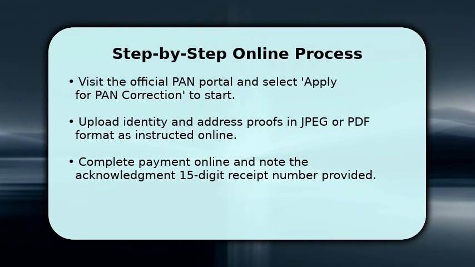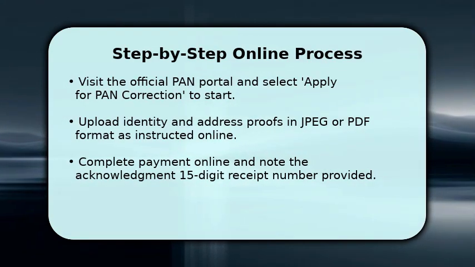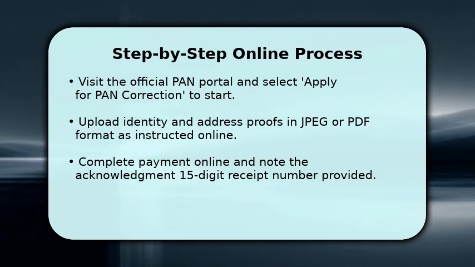Open the official PAN portal and select the Apply for PAN Correction option. Enter your existing PAN number and choose the fields you want to change. Upload identity and address proofs in JPEG or PDF format as instructed online.